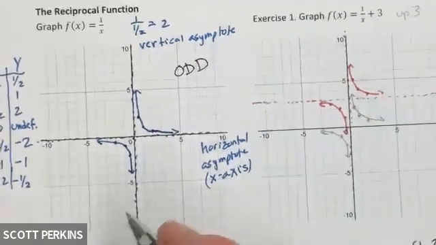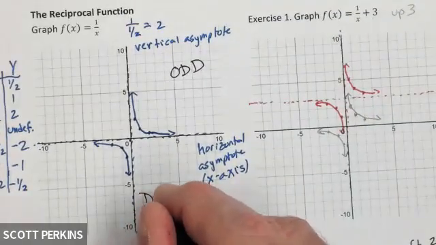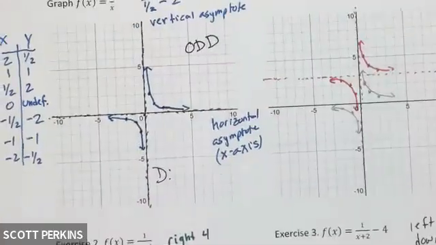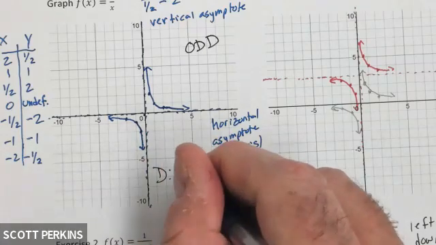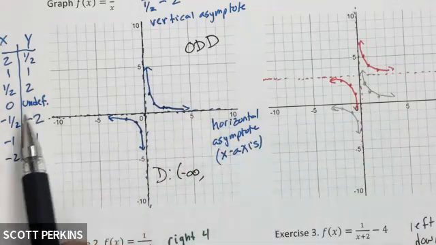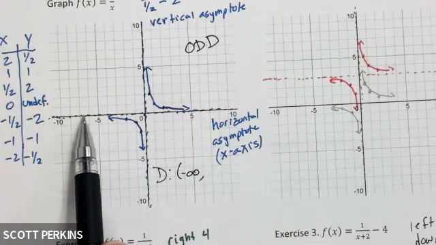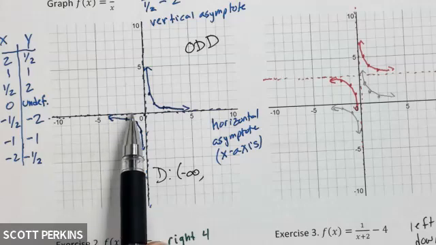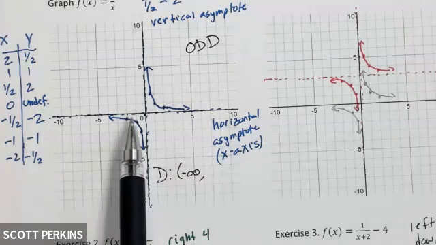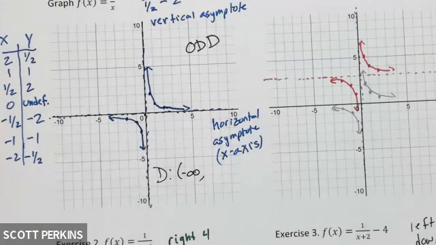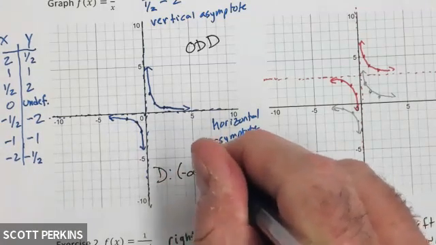Okay, so for this one, my domain. Looking left and right, as we do when we're looking at the domain, how far left does this graph go? Okay, negative infinity, perfect. But then as I'm moving along the x-axis, is there an x value that I have to skip over? Yes, what is that x value? 0, where the asymptote is, perfect. So I've got to stop at 0.